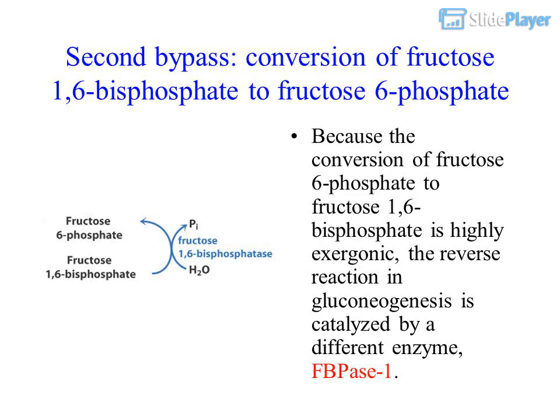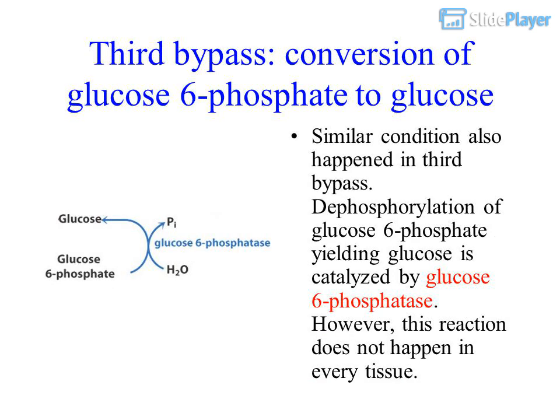Second bypass, conversion of fructose 1,6-bisphosphate to fructose 6-phosphate. Because the conversion of fructose 6-phosphate to fructose 1,6-bisphosphate is highly exergonic, the reverse reaction in gluconeogenesis is catalyzed by a different enzyme, FBPase-1.